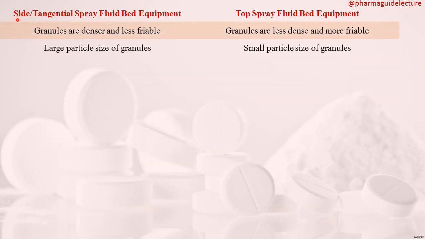This is a general difference between side, tangential spray and top spray. In side and tangential spray, denser and less fragile granules with a large particle size are formed. Denser, less fragile granules of large particle size. In top spray, granules formed are less dense, more fragile and of smaller particle size.